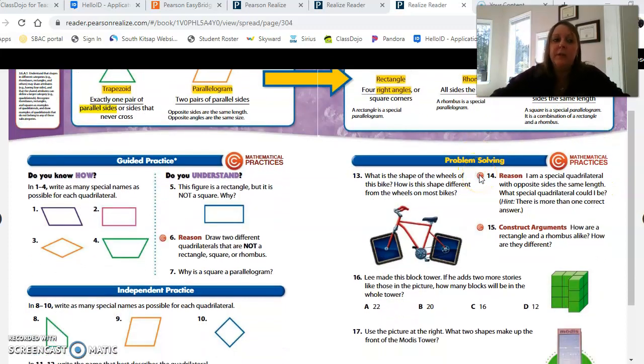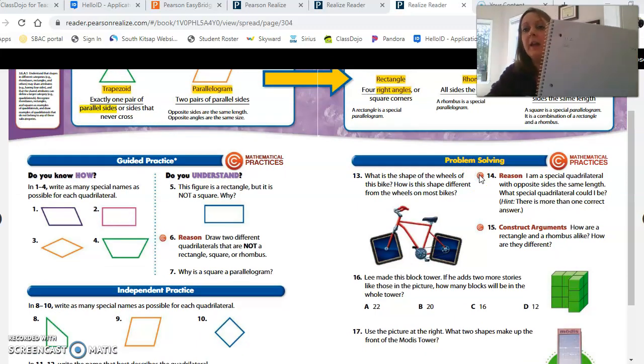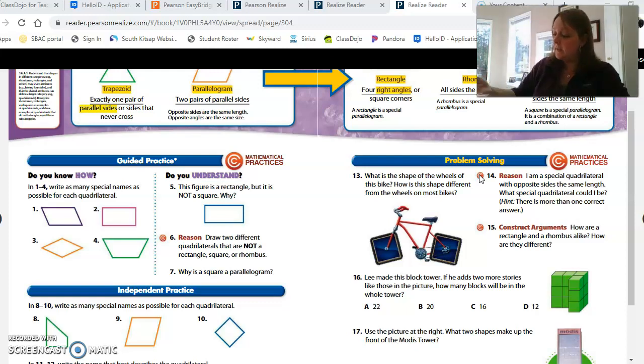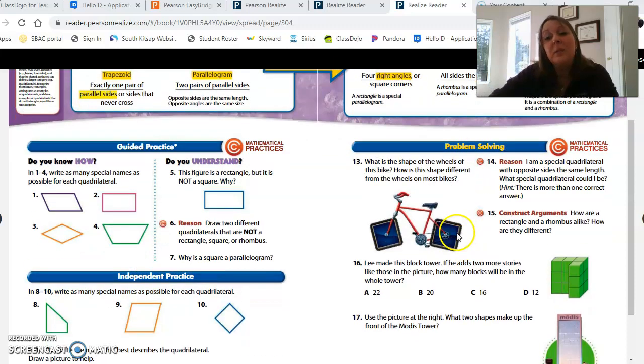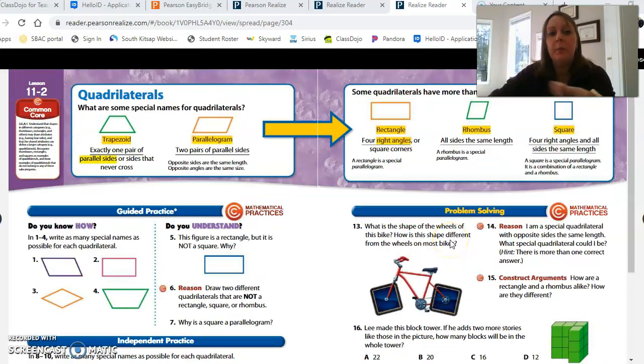All right, now we're going to start doing the guided practice. Now remember, if you don't have a math notebook, that's okay, but I just put the lesson and the date, and then I put number 1. So just like in class, I'm now just going to answer the questions. So for numbers 1 through 4, write as many special names as possible for each quadrilateral. Now, this is why it's important to have your book open because all of the vocabulary is right there, and then I know how to spell those words.